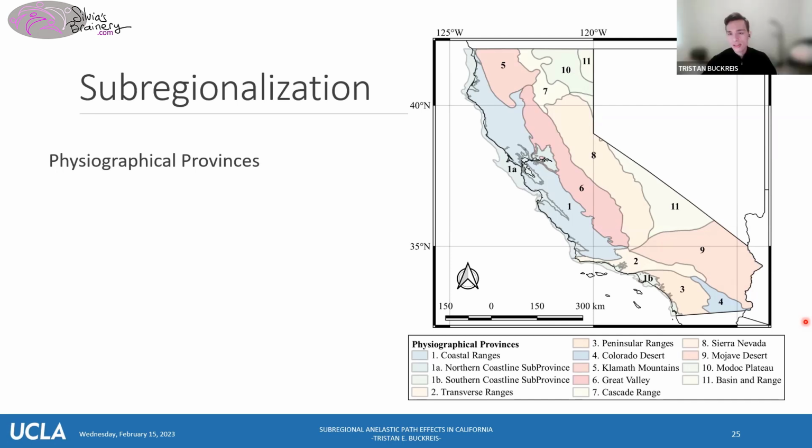So these blocks, from my understanding, the way they were derived, they take into consideration topographic features, and also general environmental conditions.